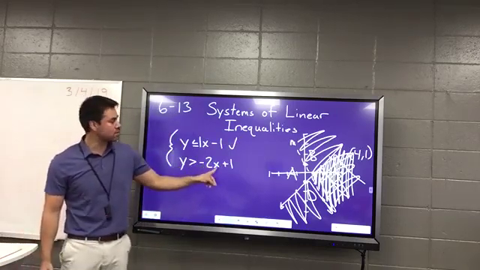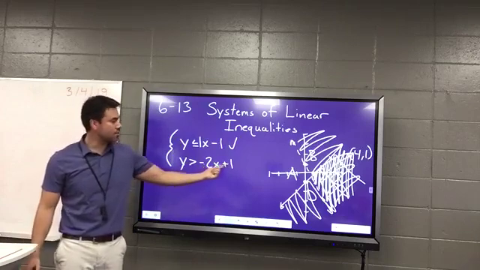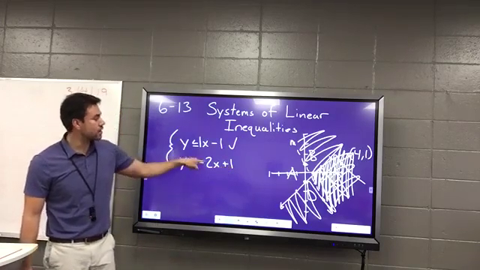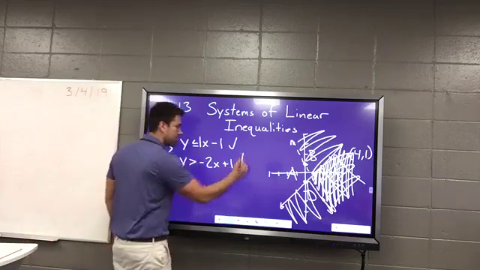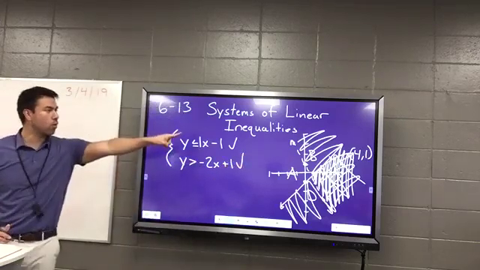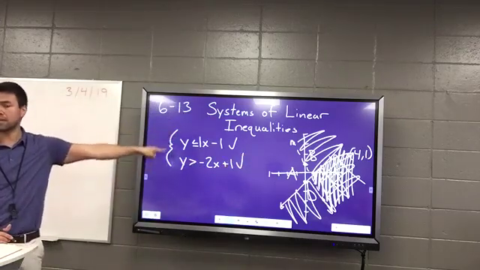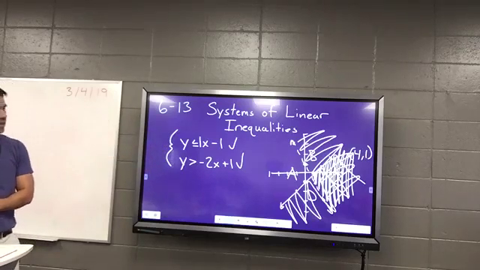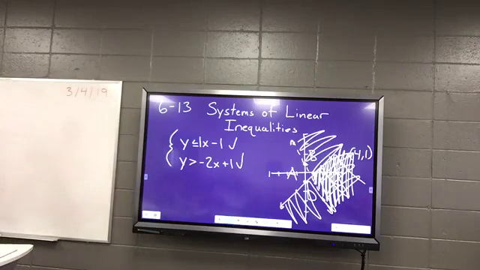Does it check on the bottom one? What's negative 2 times 4? Negative 8 plus 1? Negative 7. Is 1 greater than negative 7? Yep. Does that point 4, 1 fit both of those inequalities at the same time? Yes. Can somebody tell me a point that will not work in either one of those inequalities? Should not work in any of them.